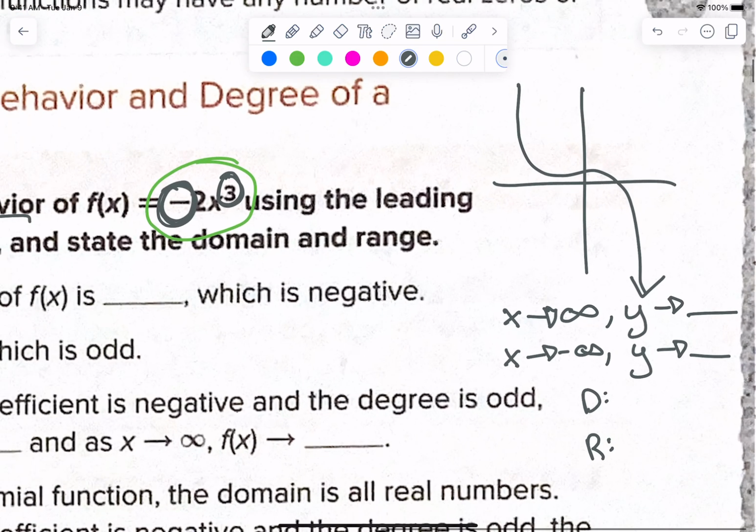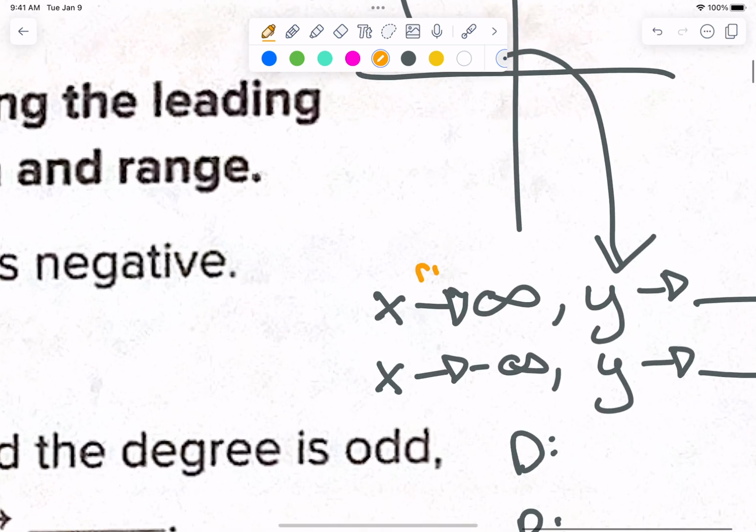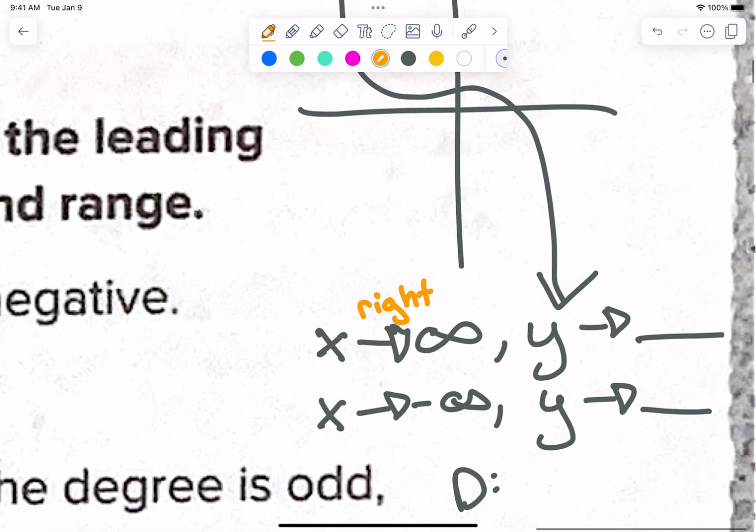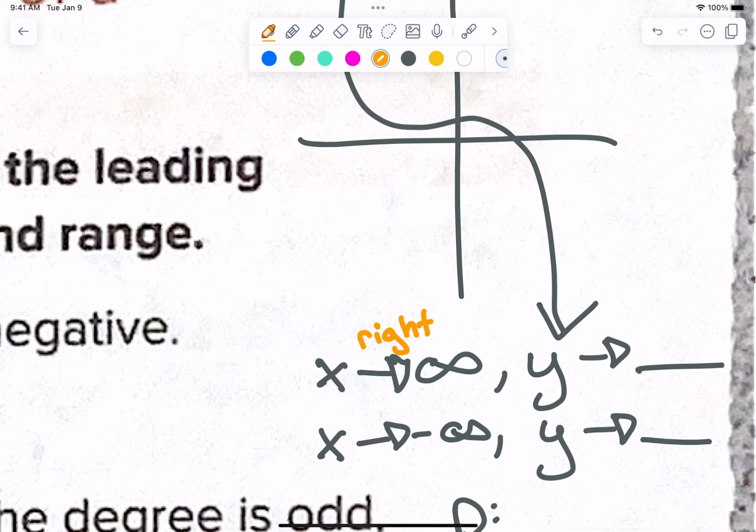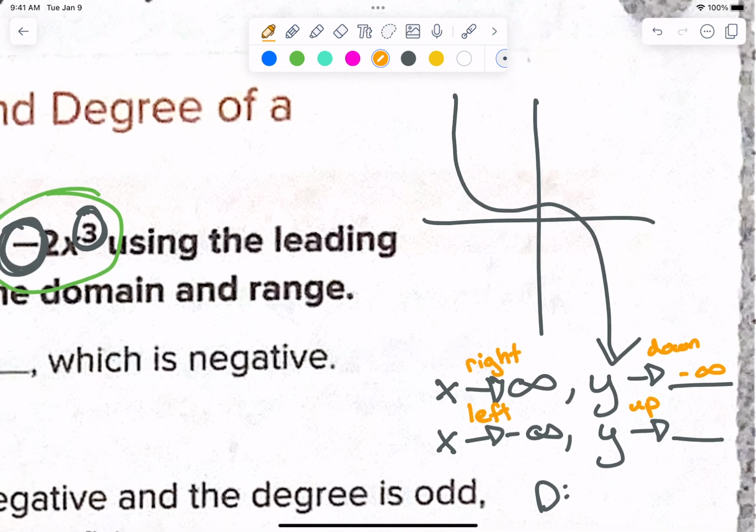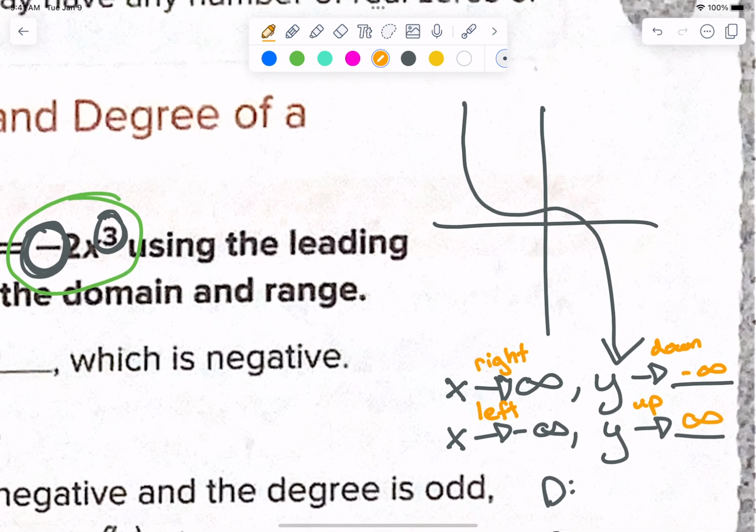Okay, so as x goes toward infinity, that's a fancy way of saying as the x's go to the right. On the right side of the graph, what's happening? He's going down, so he goes to negative infinity. Do we remember doing this a long time ago? Okay. As x goes toward negative infinity, that's saying on the left side he's going up. Okay, on the left side he's going up, so that is positive infinity.